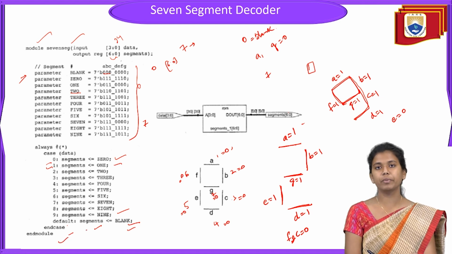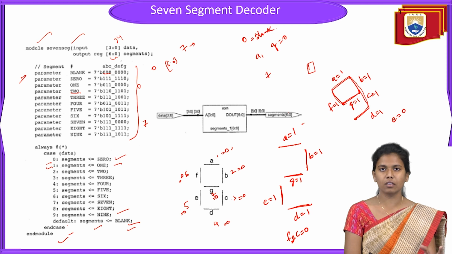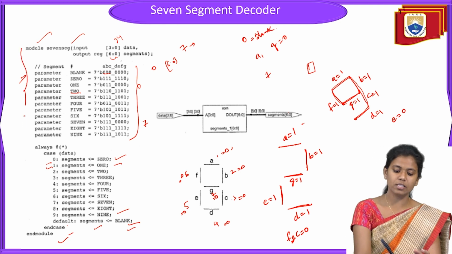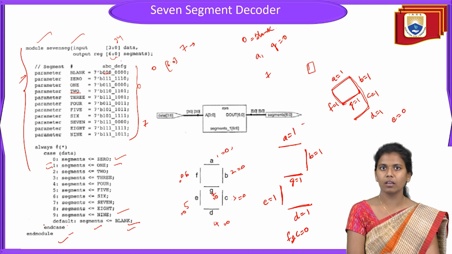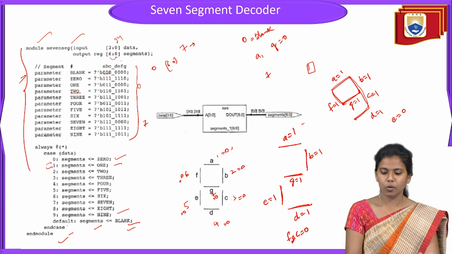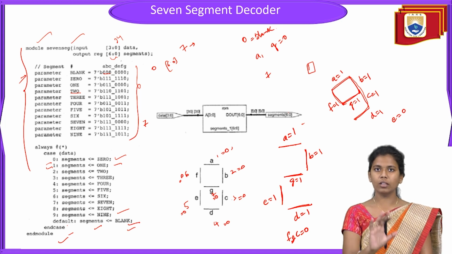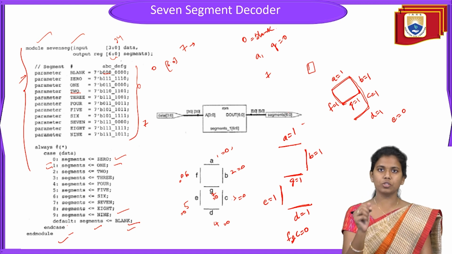So this is an example. It's a very good example from the exam point of view. If you are getting any question based on behavioral modeling, a combinational circuit based on behavioral modeling, you can simply study this, analyze it, and then write the answer. So this is a 7-segment decoder where we are displaying all the digits from 0 to 7.